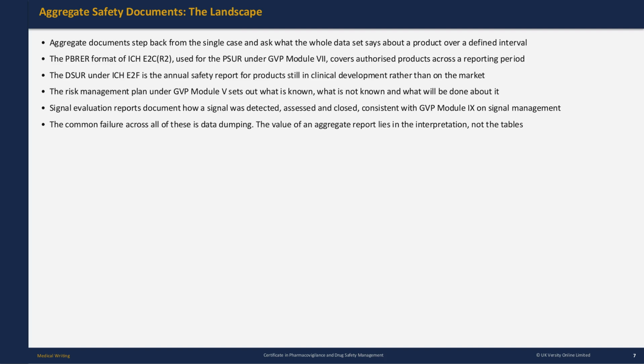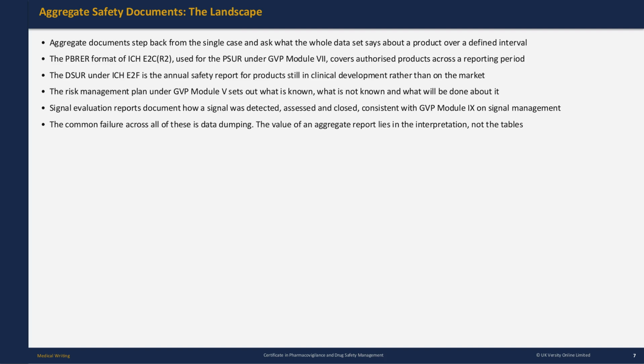Aggregate safety documents. The landscape. Aggregate documents step back from the single case and ask what the whole data set says about a product over a defined interval. The PBRER format of ICH E2C R2, used for the PSUR under GVP Module 7, covers authorized products across a reporting period. The DSUR under ICH E2F is the annual safety report for products still in clinical development rather than on the market.